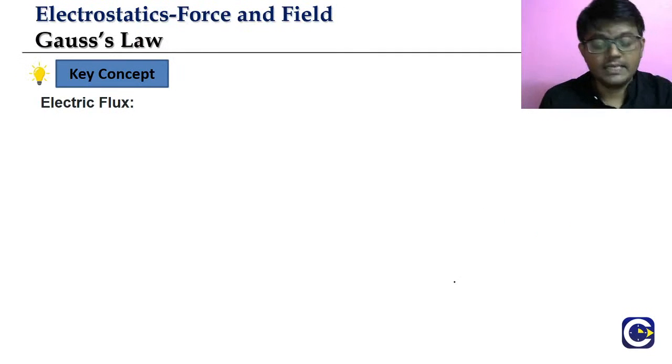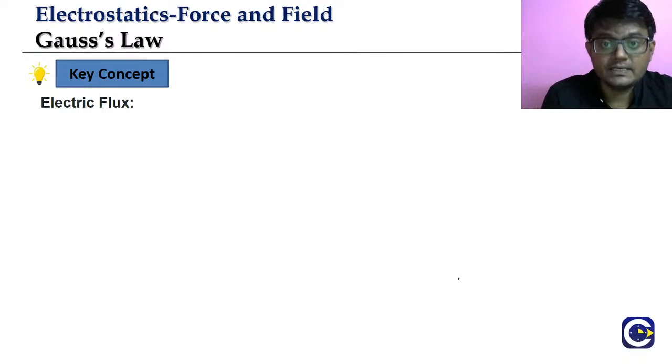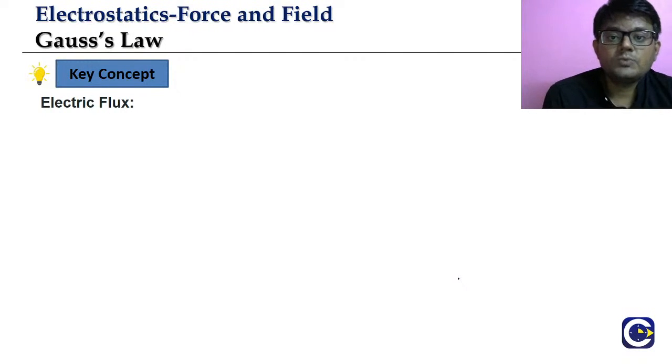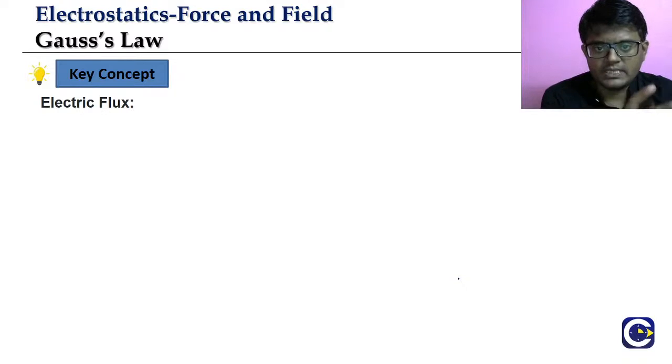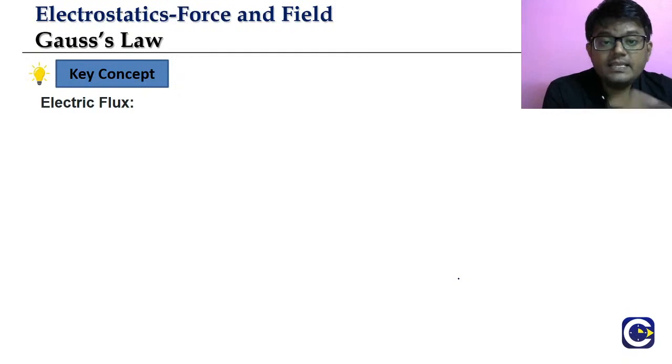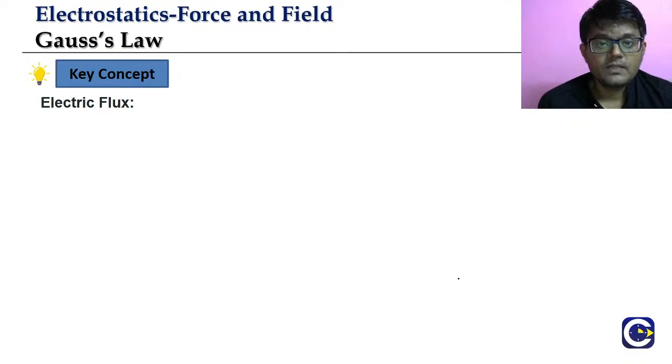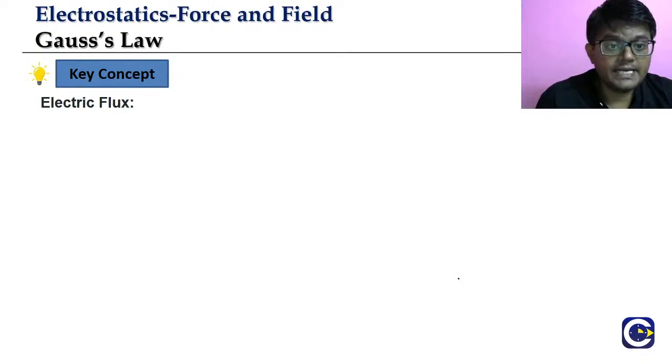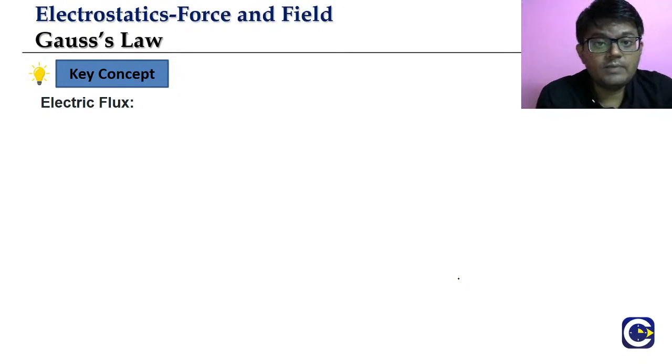What is the importance of Gauss law? This Gauss law will help us find the electric field produced by symmetrically distributed charge. So far we have seen only two examples: one is the ring and the second is the charged wire. Apart from that, there can be some more symmetric charge distributions. Because of symmetric charge distributions, we can find the electric field by using the Gauss law concept.